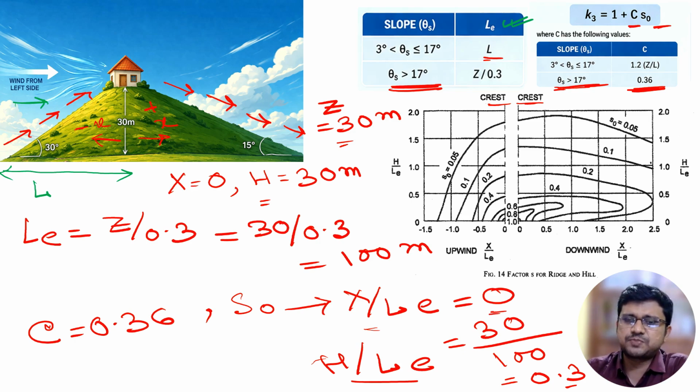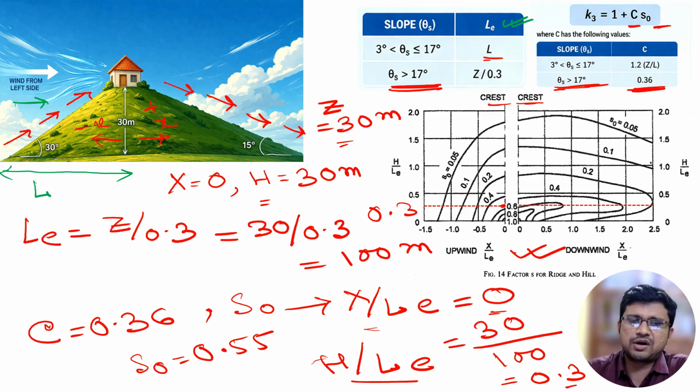By using this particular chart, we can get the value of S0. Our h by LE is 0.3, so this will be the line of 0.3, and our x by LE is 0. So our S0 will be at this particular point. This point is in between 0.4 to 0.6, but it is very close to 0.6. So we can consider that S0 is 0.55.